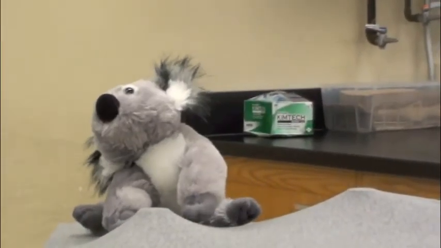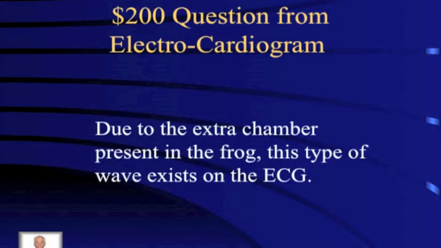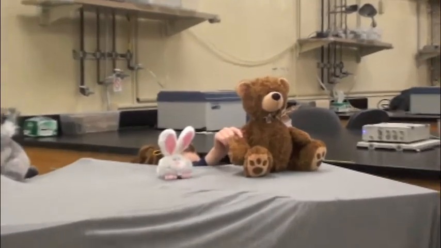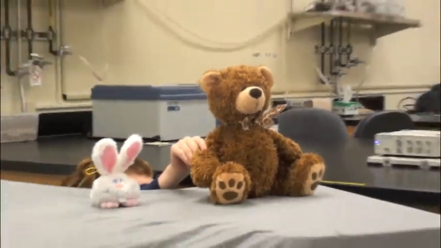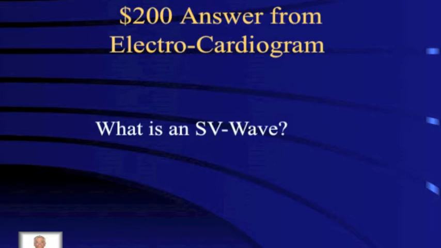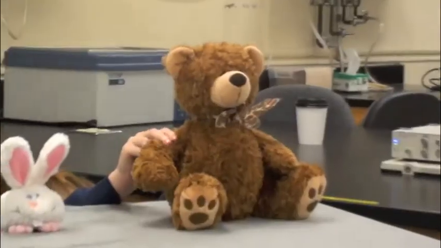ECG for 200. Due to the extra chamber present in the frog, this type of wave exists on the ECG. Benny, your answer? What is the SV wave? Correct. Alright, Benny, please choose your question.